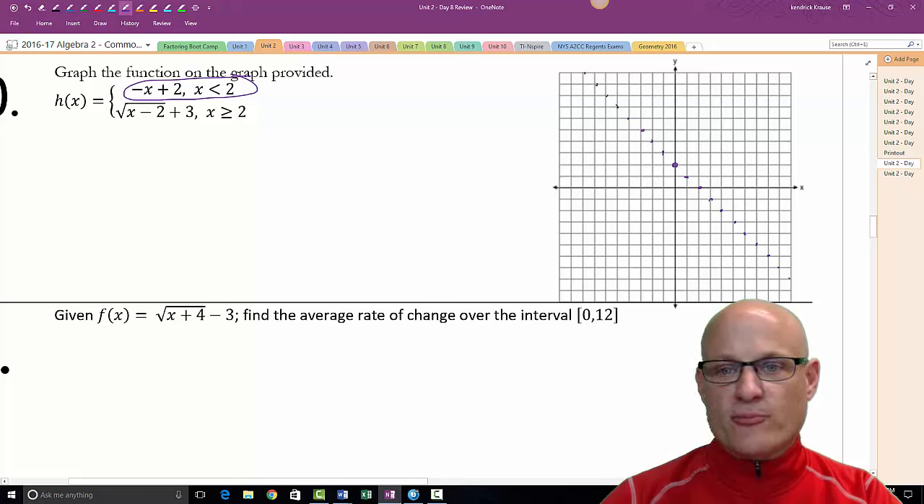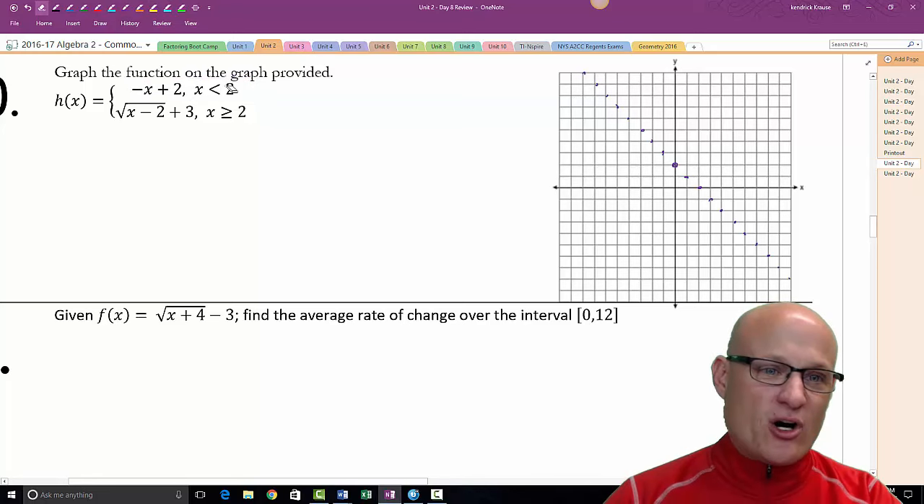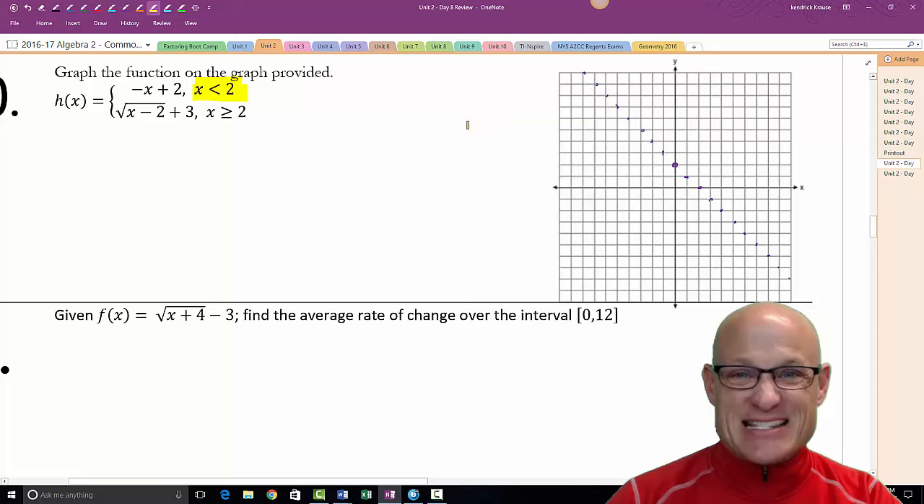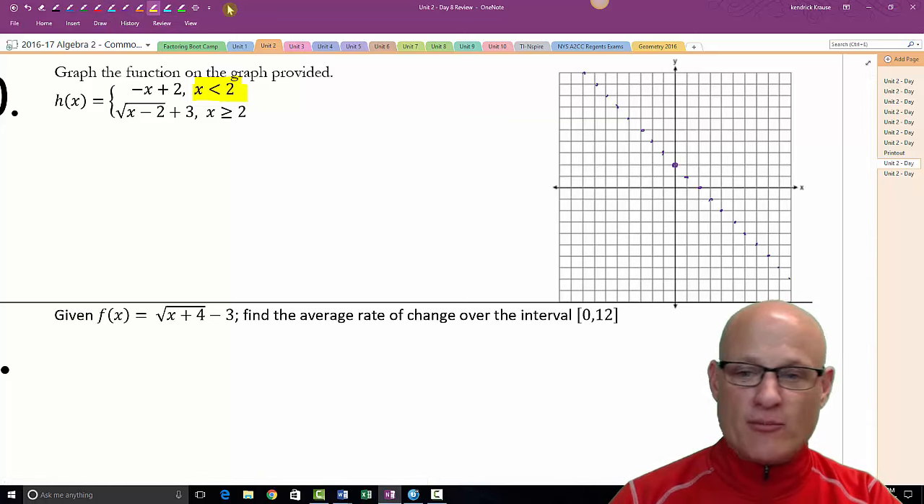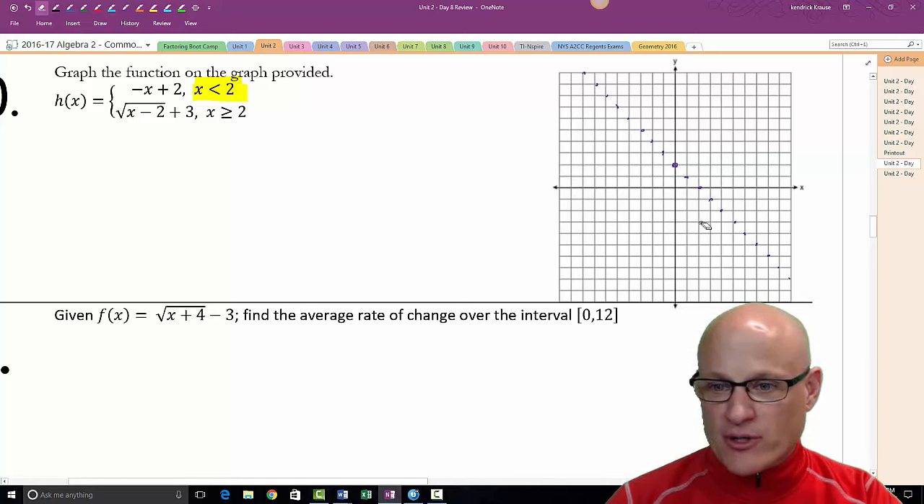So all of those points. Now, I don't want to use all of those points. I only want to use the points that are less than 2. So what I'm going to do is erase all the points that are bigger than 2.